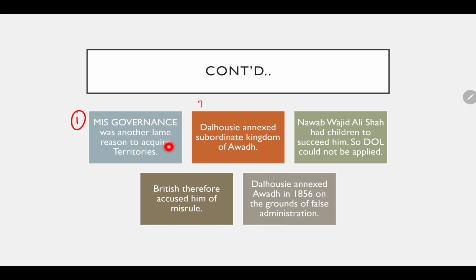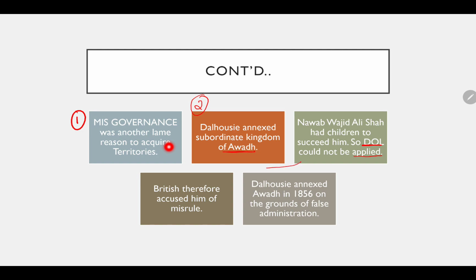The second one was that Dalhousie annexed the subordinate kingdom of Oudh. Nawab Wajid Ali Shah had a child to succeed him, so the Doctrine of Lapse could not be applied to him. When his kingdom had a successor, the Doctrine of Lapse could not be applied on that particular kingdom.